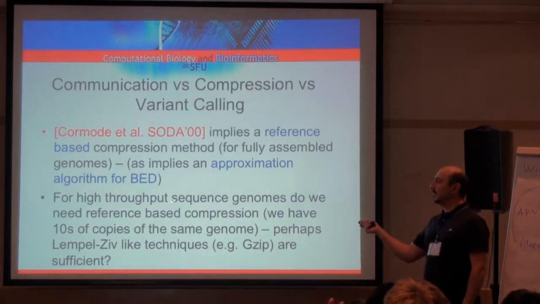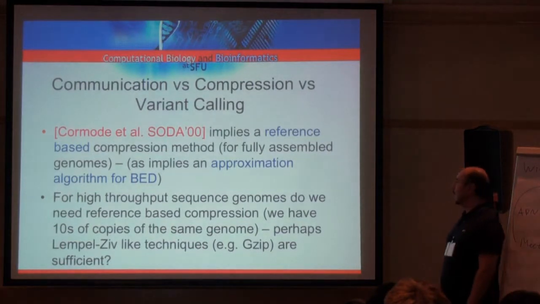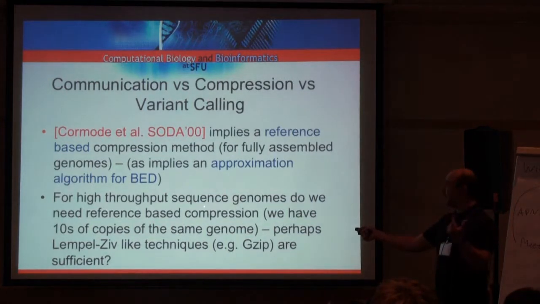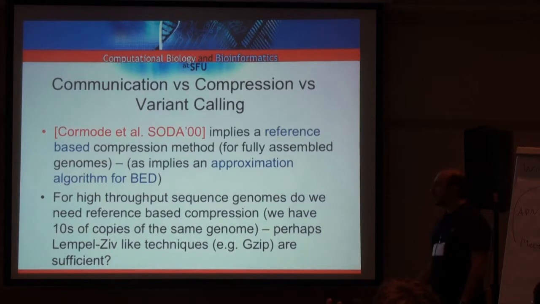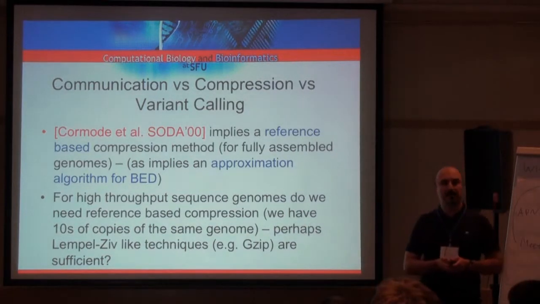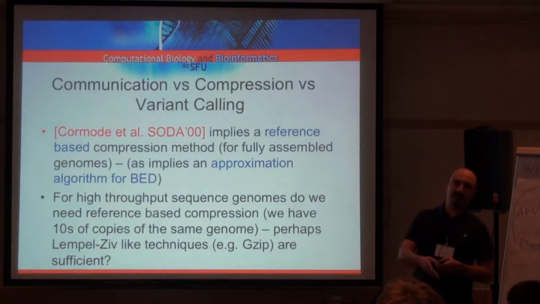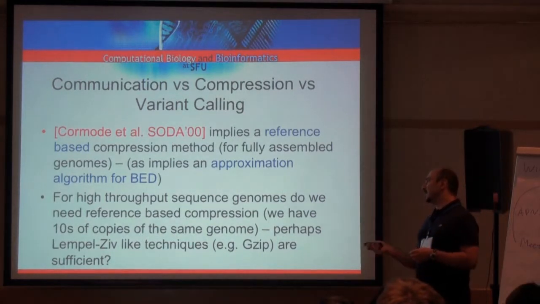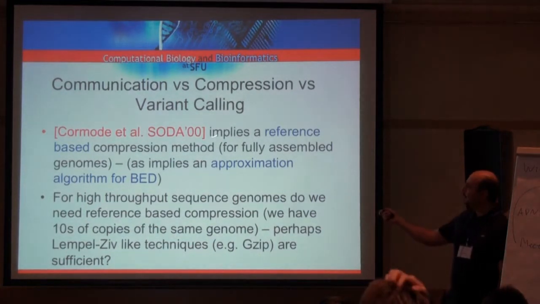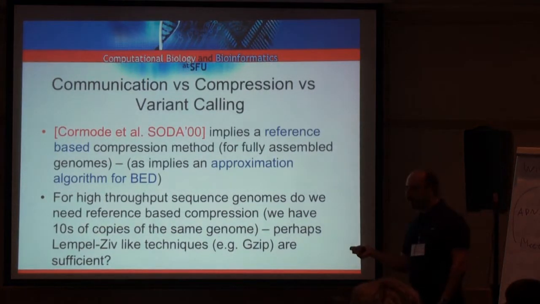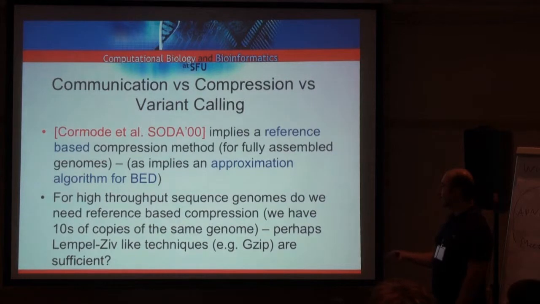But even when you're dealing with high throughput sequence data, perhaps the quality scores will diminish in time, but at least we'd like to keep the reads as they are. Maybe things can be improved over what most people use, like Lempel-Ziv-based techniques. As far as I know, most sequencing centers just use gzip to compress all their data. They store it that way, they communicate it that way. So we try to figure out whether there's a way to improve the performance of gzip on high throughput sequence genomes.